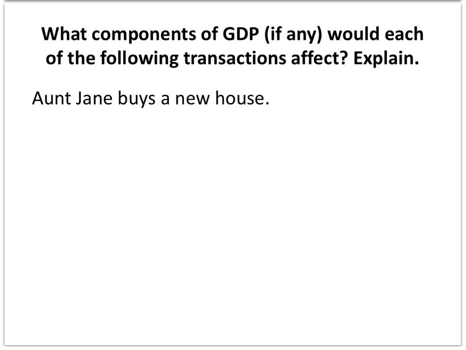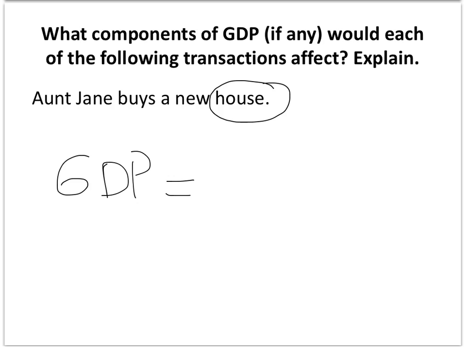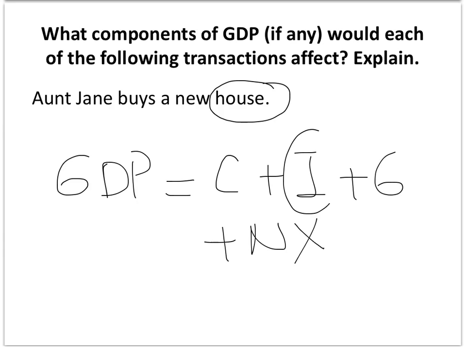The second example, Aunt Jane buys a new house. The house example is kind of tricky here because we assume that houses are investment, okay? They are not consumption goods. So the only difference is buying a house is not considered consumption. Here, if we write all components of GDP, investment is going to increase. Since investment is increasing on this side, the GDP increases on the other side.